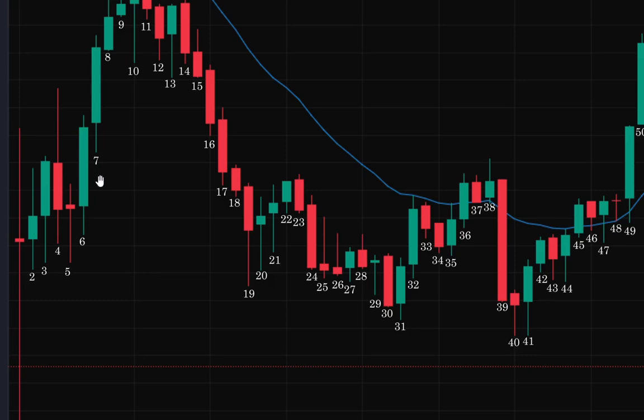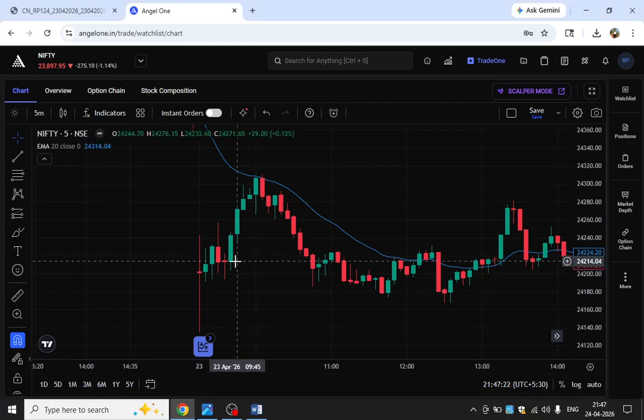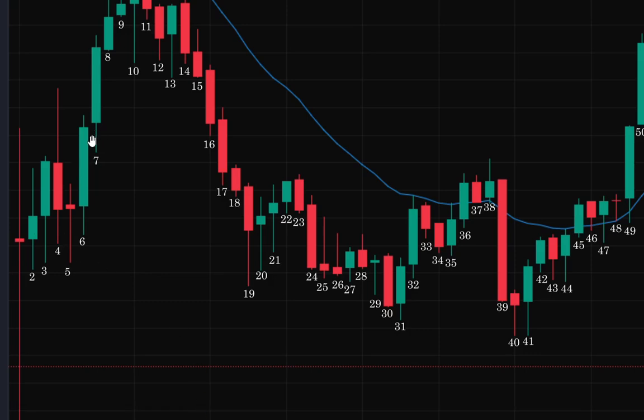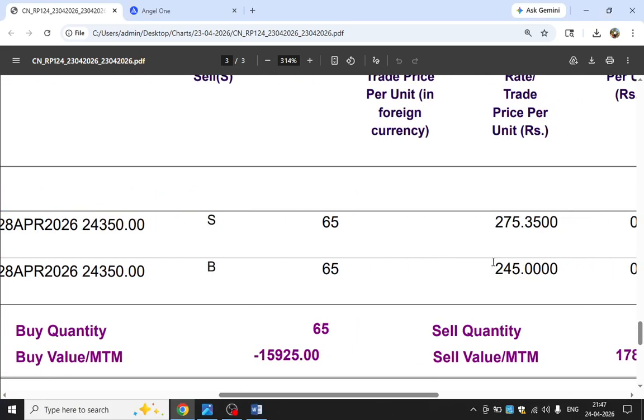So I took a trade of selling PE on bar 7. Let's see at what time it was. So at 9:45. So here is 9:46. Once the high of this bar was broken, it was broken at 9:46, I took a trade and sold PE at 275.35.